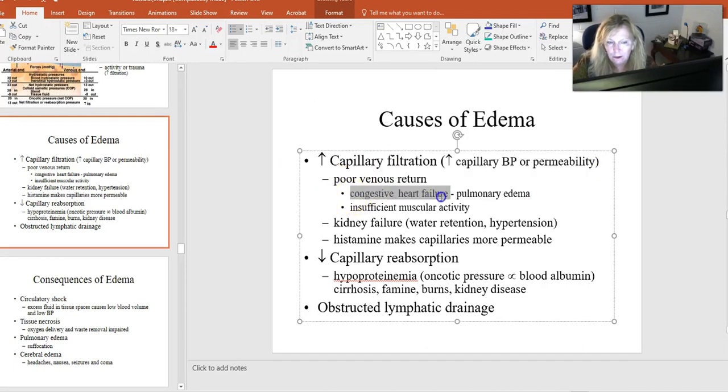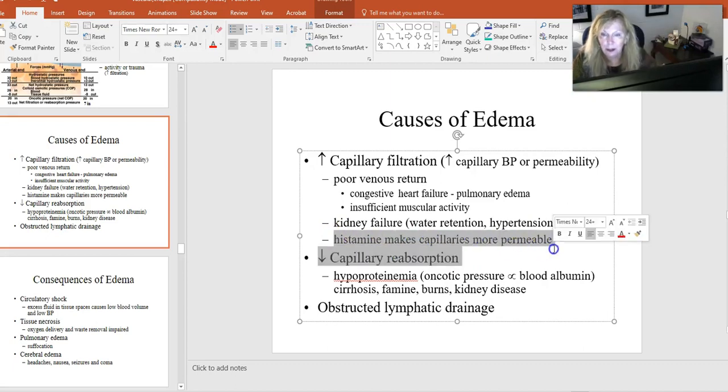So congestive heart failure could potentially lead to pulmonary edema, and now the respiratory system's compromised, which is putting even an additional burden on the cardiovascular system. Kidney failure, so now there's going to be water retention, which we know plasma is mostly water, so that leads to hypertension. And again, histamines making capillaries much more permeable, water leaking through, but also the capillaries dilating, causing dilation of vessels.